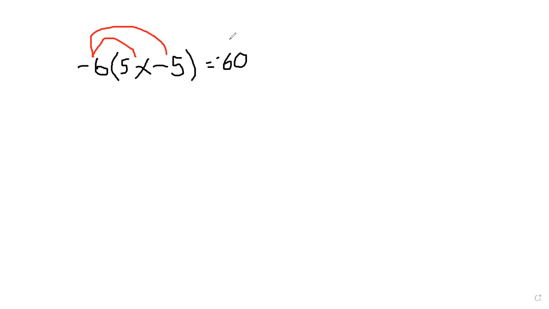So we're going to multiply -6 times 5x, so that's going to be -30x. Okay, remember, just worry about the numbers and the letter kind of tags along. But now we're going to multiply -6 times a -5. And a negative times a negative is a positive, so that's going to be a +30. And then that still equals -60 over here. Now you see what we've done?